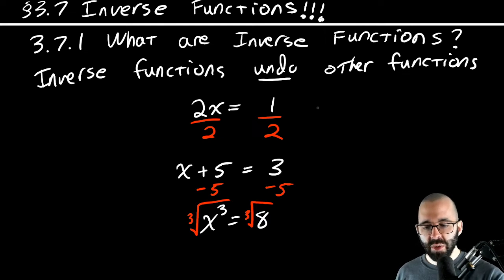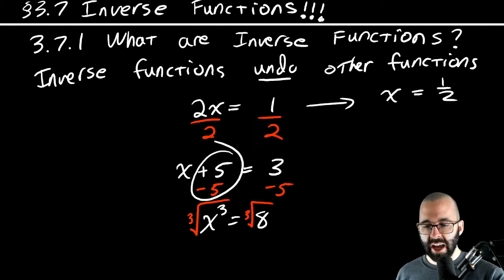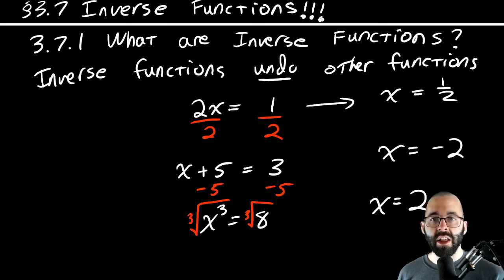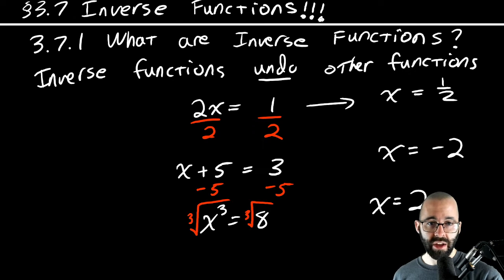And in every single one of these situations, the result is that on the left-hand side, they cancel out, and we're just left with an x. These cancel out, and we're just left with an x. These cancel out, and we're just left with an x. That's what inverse functions are all about: undoing things, just leaving us with what we started with, that x.